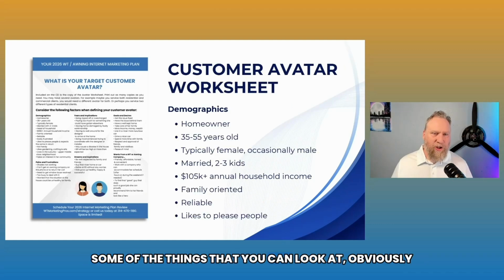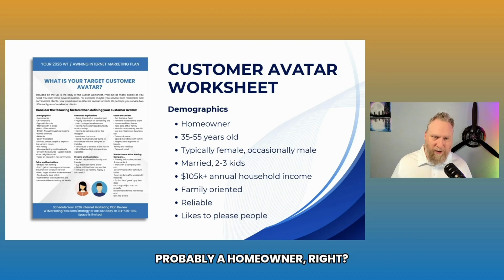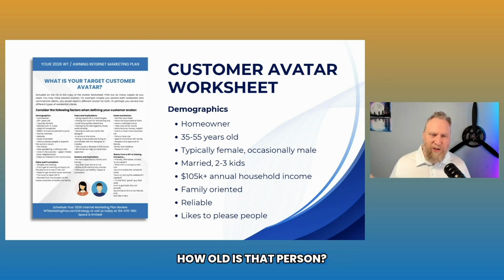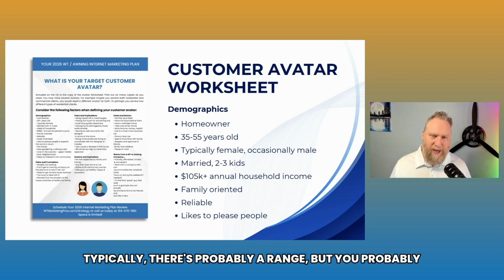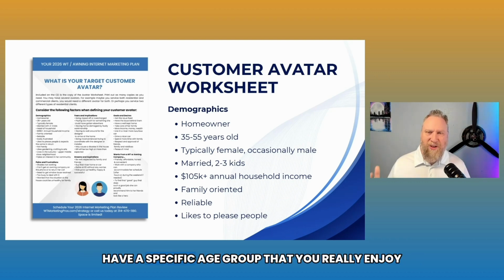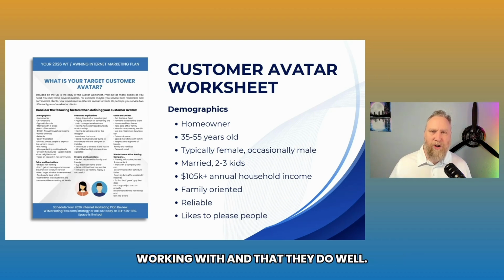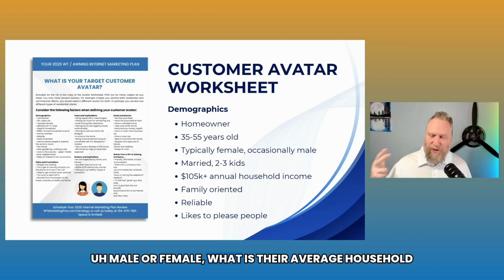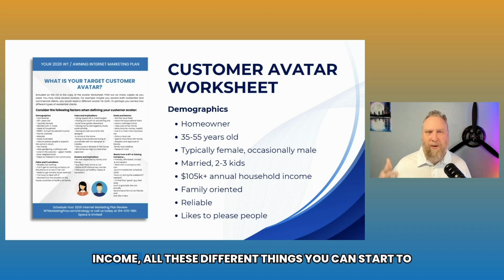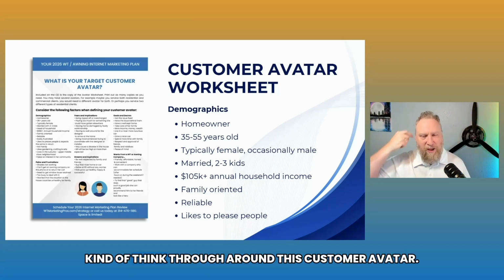Some of the things that you can look at, obviously, probably a homeowner, right? How old is that person? Typically, there's probably a range, but you probably have a specific age group that you really enjoy working with and that they do well. Are they married, male or female? What is their average household income? All these different things you can start to think through around this customer avatar.